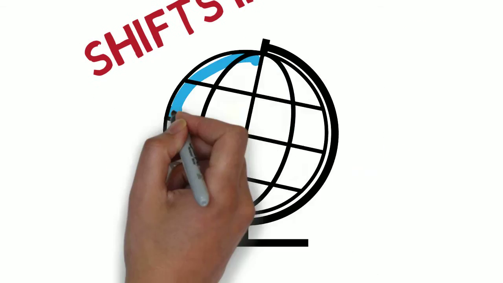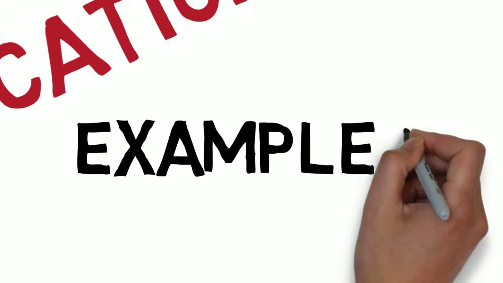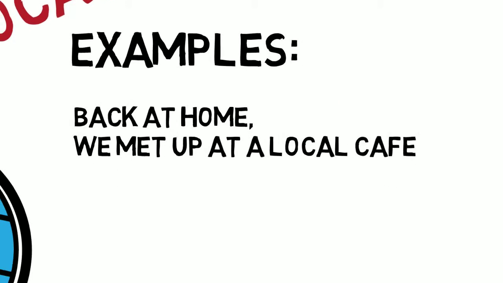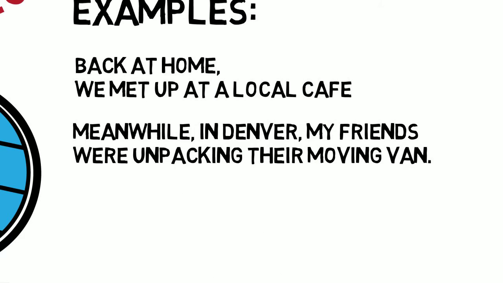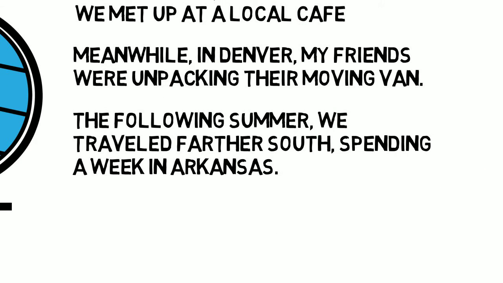Second, you can indicate a shift in location for your transition. Here are some examples of transitions that do just that. Back at home, we met up at a local cafe. Meanwhile, in Denver, my friends were unpacking their moving van. The following summer, we traveled further south, spending a week in Arkansas.